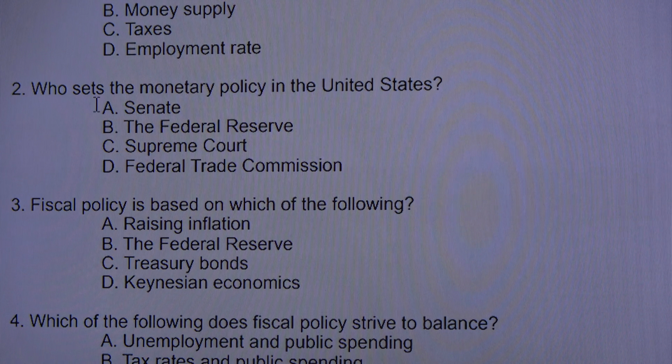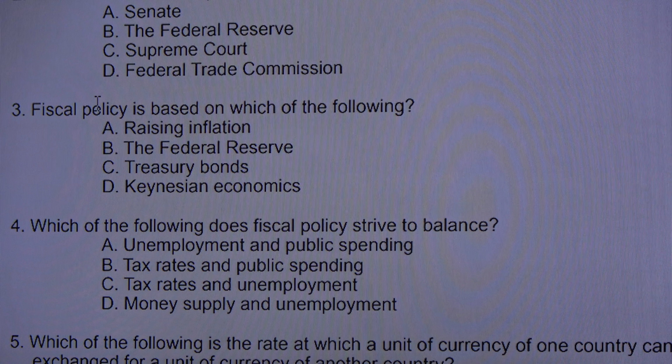Number two, who sets the monetary policy in the United States? I just said it. It's the Federal Reserve Bank. The Federal Reserve Bank sets monetary policy. Number three, fiscal policy is based on which of the following? Remember, the government sets fiscal policy. Is it based on raising inflation, the Federal Reserve, Treasury bonds, or Keynesian economics? So fiscal policy is based on Keynesian economics.